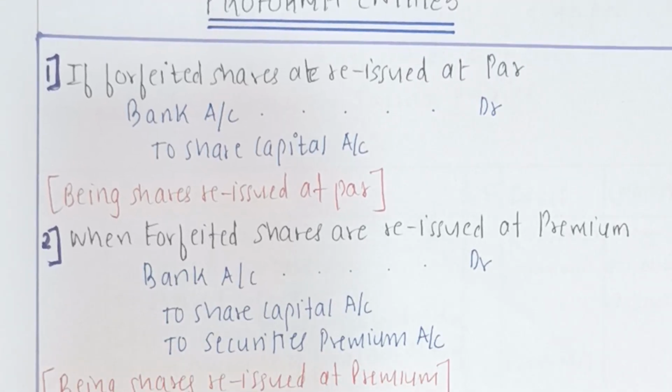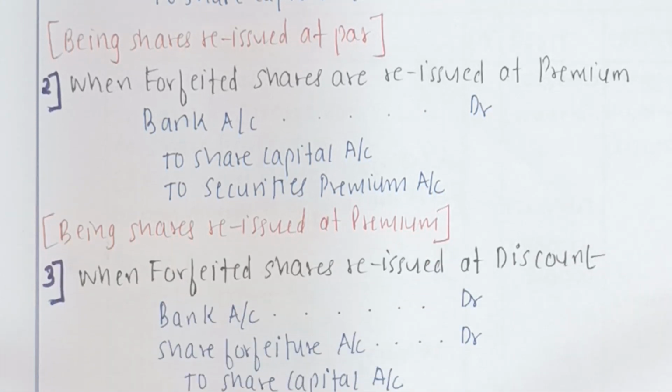So moving on to our pro forma entries. First is if the shares are reissued at par. As I said earlier, it can be reissued at par, premium, or discount. If it is reissued at par, it will be recorded as bank account debit to share capital account. Narration is being shares reissued at par.